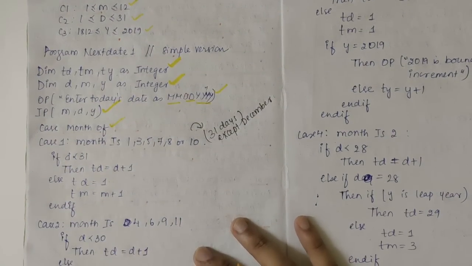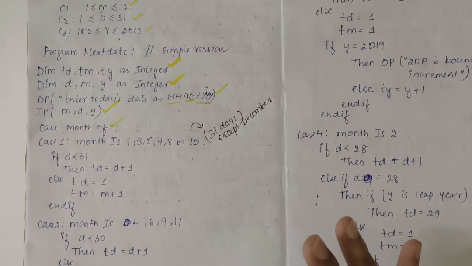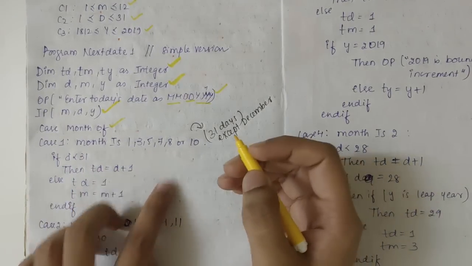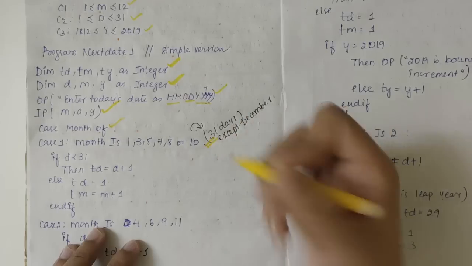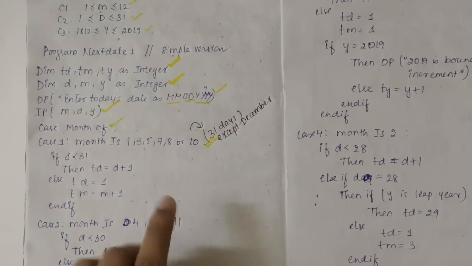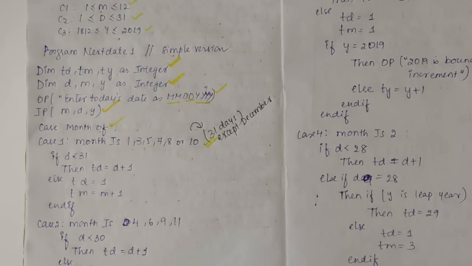So depending on the number of days present in the month, our next date function will also vary. Starting from the month, case 1 is month is 1, 3, 5, 7, 8 or 10. This means that there are 31 days in the month. If you see Jan, March, and all these other months have 31 days, right? Except December, because December has a separate case. We'll look into it further.